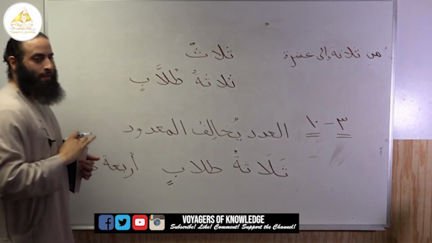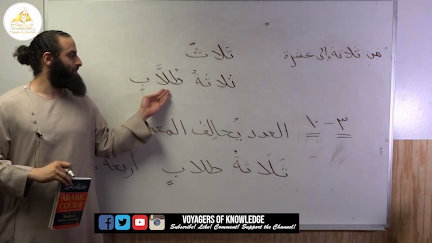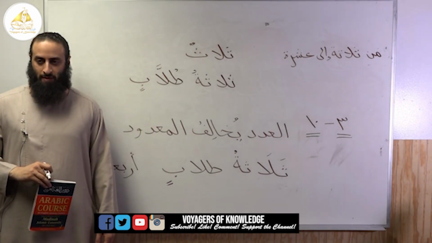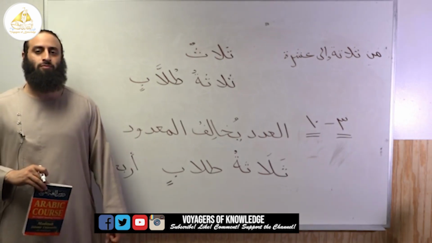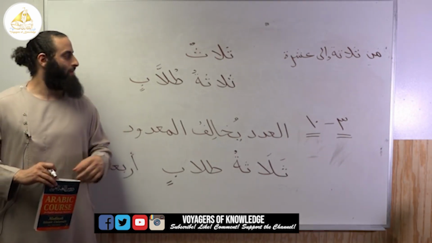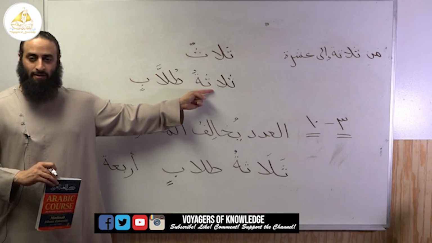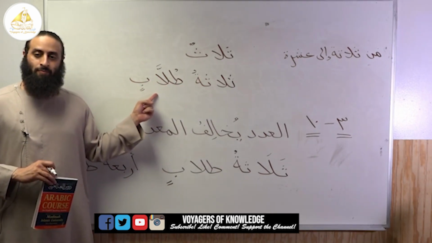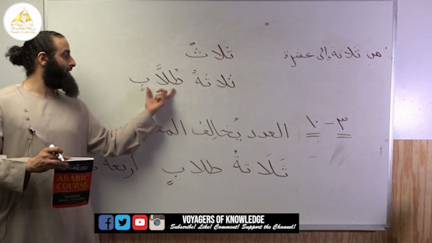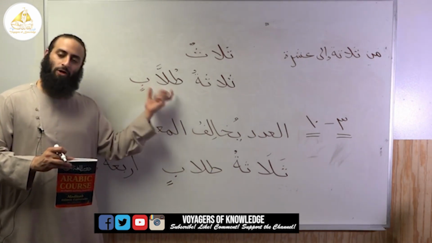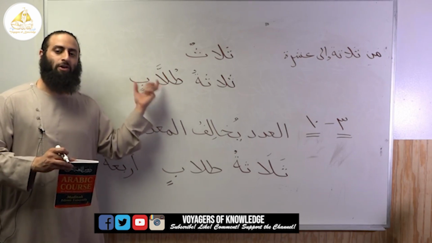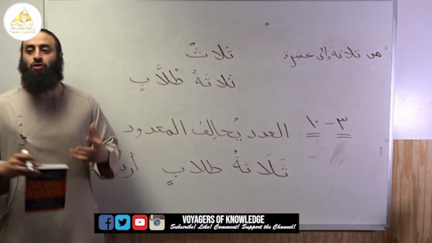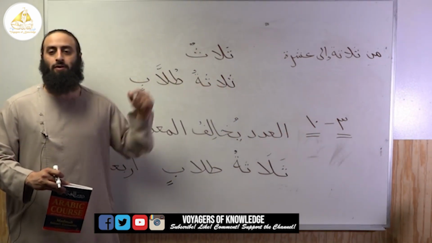Now, we also notice that this comes in the plural. You understand? And it's majroor. So there are 3 things to consider here. The first one is that the adad, the number, is the opposite gender of the ma'dud. So how do you determine? Look at what you're counting. If what you're counting is male students, that means you're going to count from 3 to 10, you need to use a feminine number.